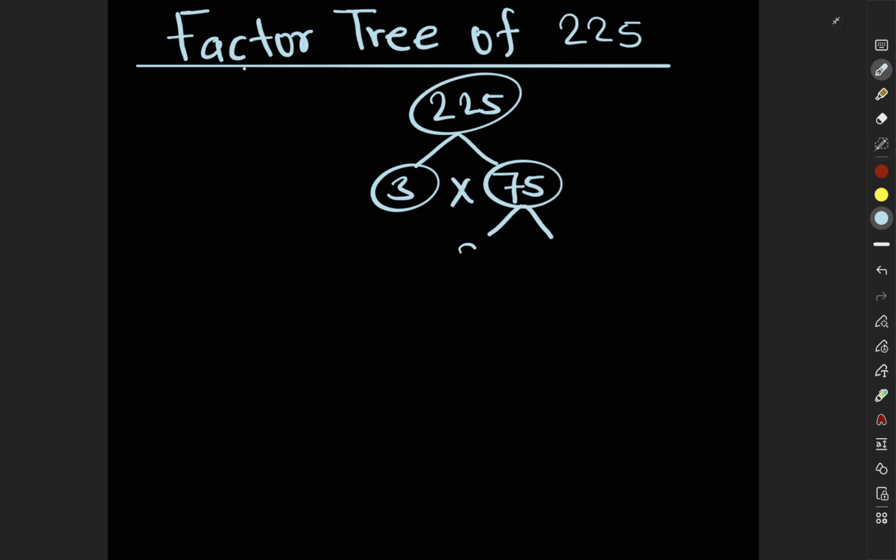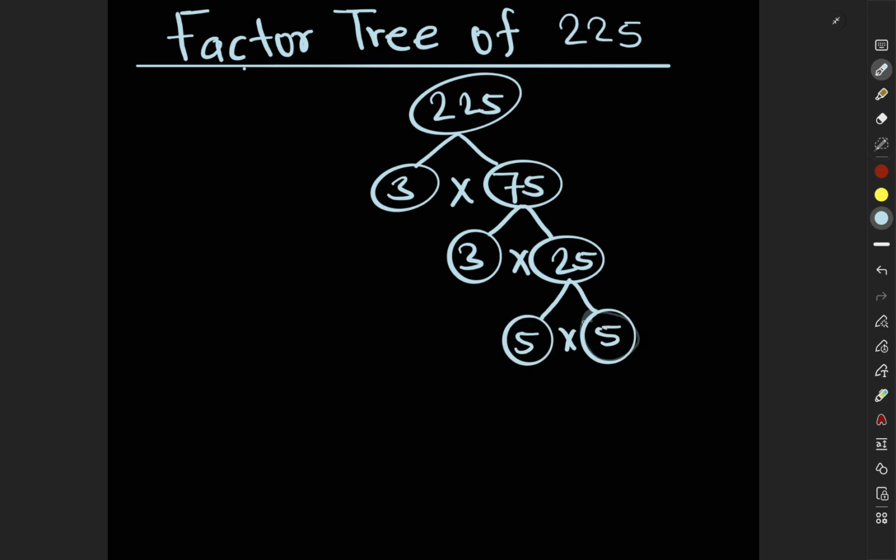75 can be written as 3 times 25. 3 times 25 means 75, and 25 can be written as 5 times 5. 5 times 5 means 25.